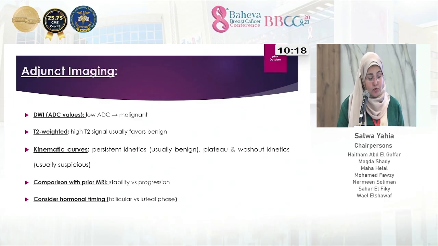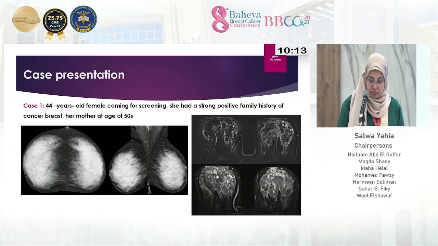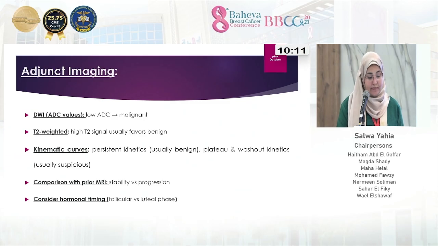Adjunct imaging include diffusion-weighted images and ADC value measurements. So, low ADC, usually malignant. T2-weighted images, high T2 signal, usually favor benign lesions. Kinetic curves, persistent kinetics, usually benign. Plateau and washout kinetics, usually suspicious. Comparison with prior MR, stability versus progression. Consider hormonal timing, follicular versus luteal phase.